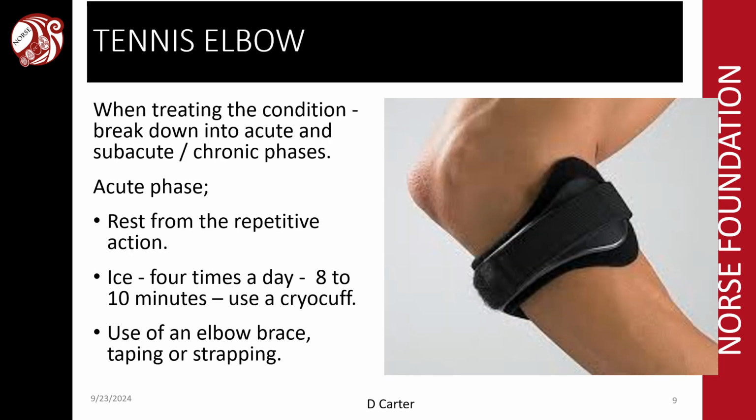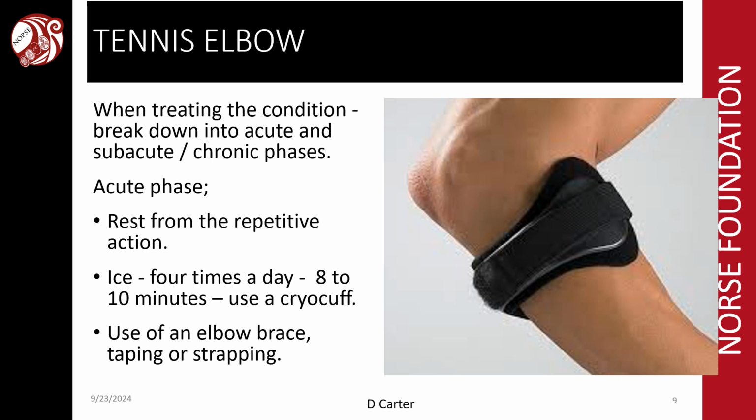So there's lots of ways of treating this. You've got to break it down into the acute phase, the subacute, and the chronic phase. As far as the acute phase goes, which is what we're talking about here, the first thing you've got to do is have a little rest from repetitive action. So if it's tennis, then you need to back off your tennis for a bit. Ice it on a regular basis up to 4 times a day, but no more than 8 to 10 minutes at a time. You don't want to over freeze it.